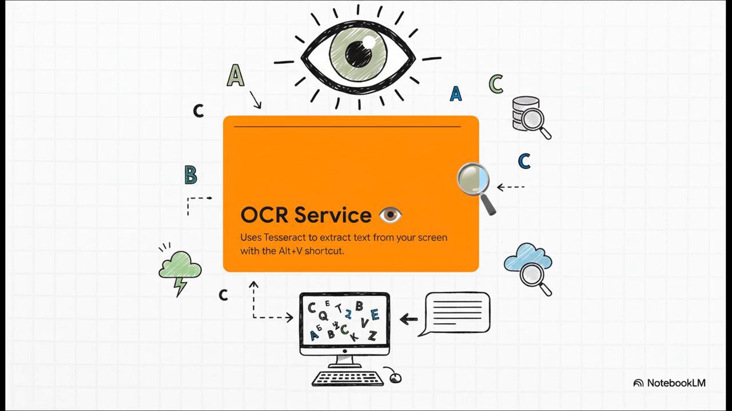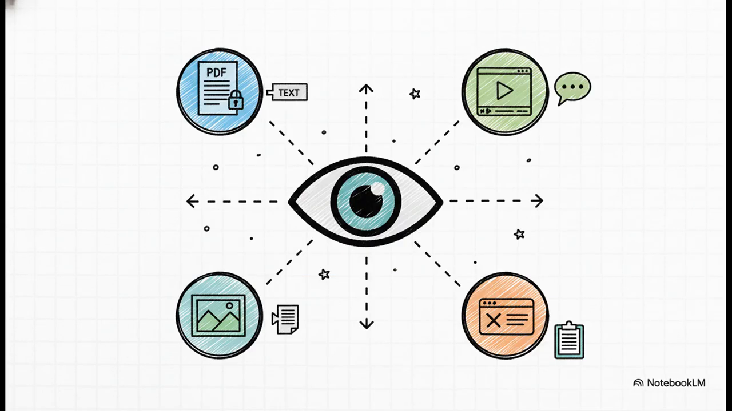OCR, that's optical character recognition. With another simple shortcut, Alt-V, ClipIt takes a quick screenshot, and using this open source tool called Tesseract, it can read and pull text out of literally anything on your screen. And think about how incredibly useful this is. You can finally pull text out of a protected PDF. You can grab a quote from a YouTube video as it's playing. You can even copy an error message from one of those annoying dialog boxes that won't let you select the text. It's a genuine superpower.